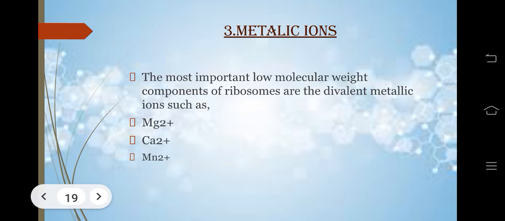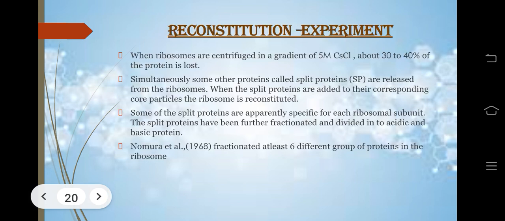Then metallic ions. The most important low molecular weight components of ribosomes are the divalent metallic ions such as Mg2+, Ca2+, and Mn2+. Then reconstitution experiment. When ribosomes are centrifuged in a gradient of 5 M CsCl, about 30 to 40% of the protein is lost. Simultaneously, some other proteins called split proteins are released from the ribosome. When the split proteins are added to their corresponding core particles, the ribosome is reconstituted. Some of the split proteins are specific for each ribosomal subunit.